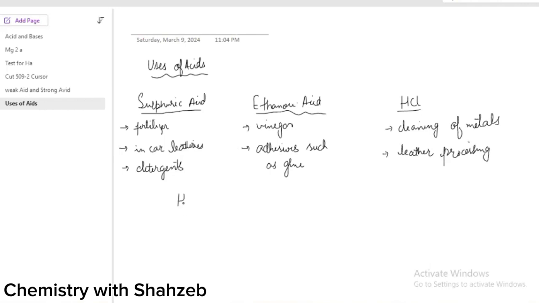Then let's discuss nitric acid. It is used in making fertilizer and also in explosives. So this is all about our acids, and now we are going to discuss bases in our next lecture.